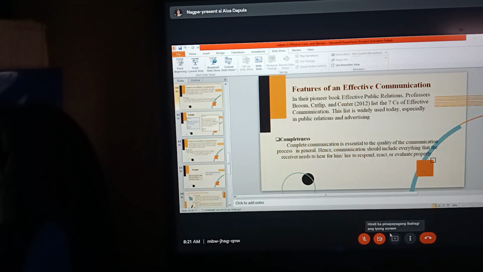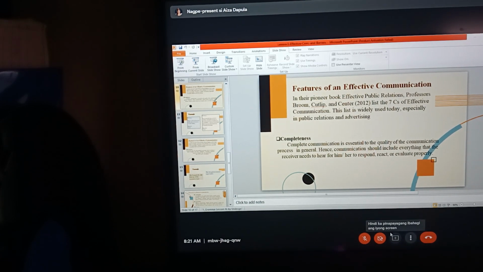Completeness. Complete communication is essential in the quality of the communication process in general. Hence, communication should include everything that the receiver needs to hear for him or her to respond, react, or evaluate properly. Yes, thank you, Jenny. If you are going to send a message to the receiver, the listener, the audience or the readers, your sentence and your message should be complete, leaving no questions in the mind of the audience or the receiver.